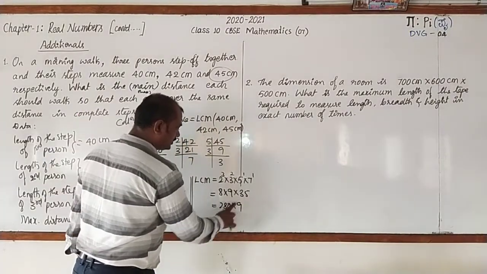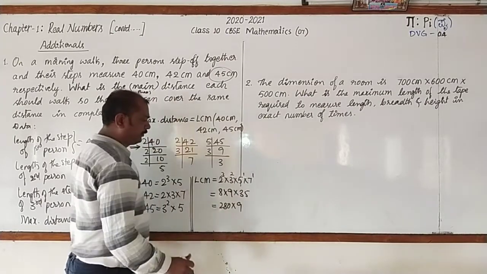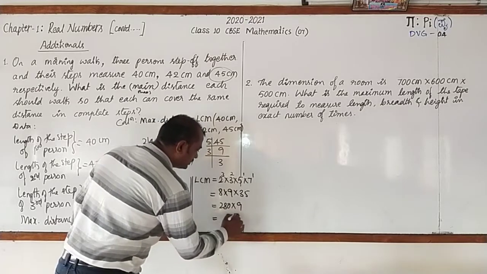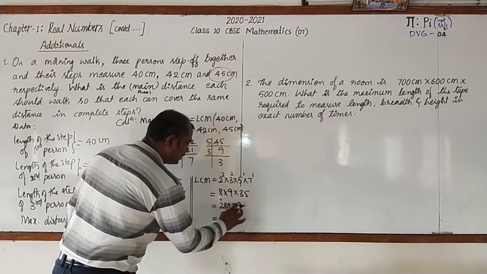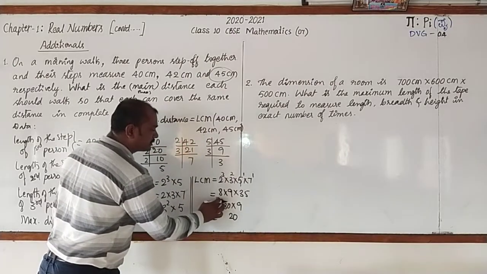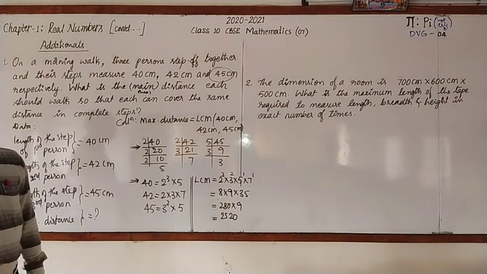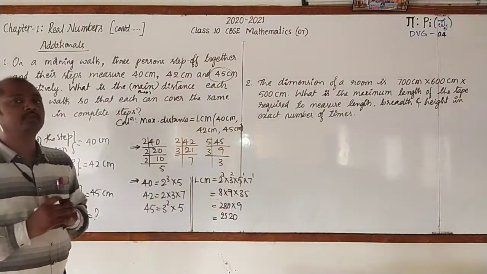See that 8 5s are 40, 4 will remain, 8 3s are 24 plus 4 is 28. You can go like that also. Then into 9: 9 zeros are 0, 9 eights are 72, 7; 9 twos are 18, 18 plus 7 is 25. 2520 centimeter. This is the distance to be covered.